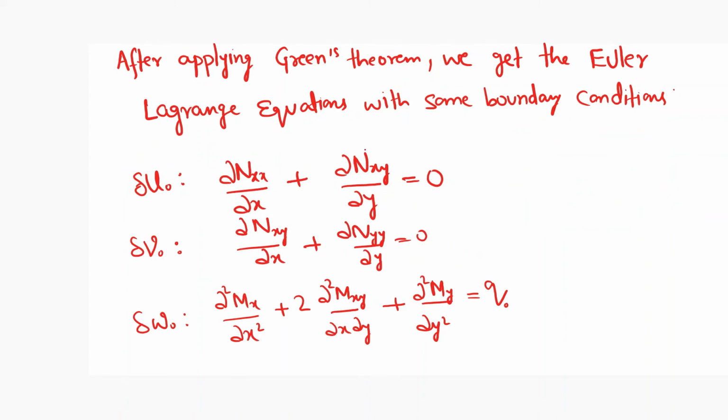So after applying the Green's theorem, we get the Euler Lagrange equations with some boundary conditions, and the Euler Lagrange equations are these: del Nxx by del x plus del Nxy by del y equals 0, del Nxy by del x plus del Nyy by del y equals 0, and del 2 Mxx by del x square plus 2 times del 2 Mxy by del x del y plus del 2 Myy by del y square equals q naught, where q naught is the transverse load applied at the top of the plate. So these are the three equations of motion we get, and we call them the Euler Lagrange equations.